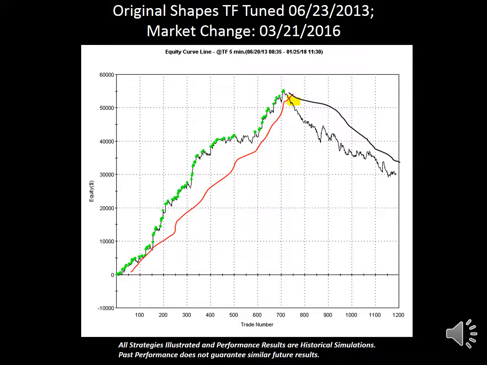This is an example I show every month of a system that has not been retuned since June 23rd of 2013. And you can see it made lots of money, starting with no money and going up above $50,000 trading the big Russell contract. And now it's gone into deterioration, where it's had a $24,000 drawdown, basically a straight line, since March 21st of 2016. Coincidentally, that's about the time where we had Trump enter the Republican race, and it seemed like the market kind of changed at that point.